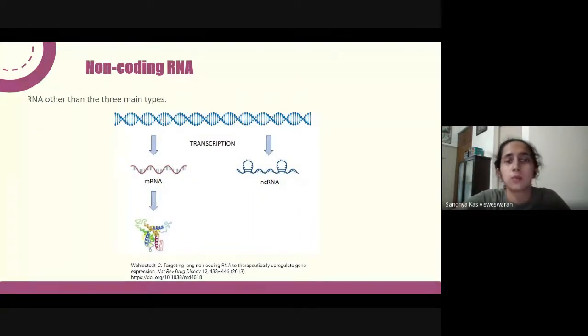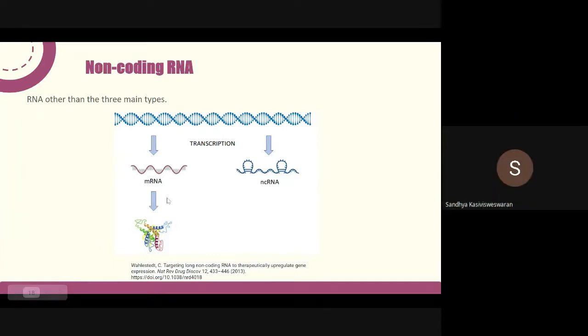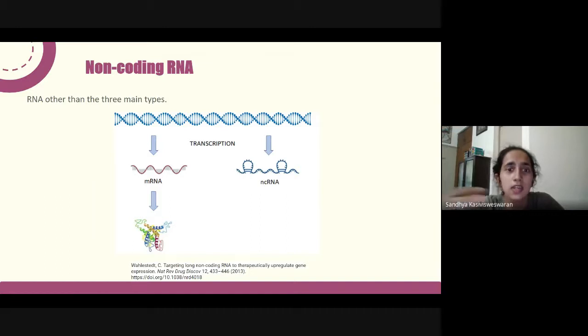The top one here is your DNA sequence. After transcription, you get mRNA. In the case of non-coding RNA, after transcription, you get non-coding RNA. In the case of mRNA, that moves on to form a protein, because your mRNA codes for a protein, and this process, as we've seen before, is called translation. But in the case of non-coding RNA, translation does not take place. The functions that non-coding RNA carries out are carried out in this form. They don't form a protein that carries out functions. This non-coding RNA interacts with different components to give results.